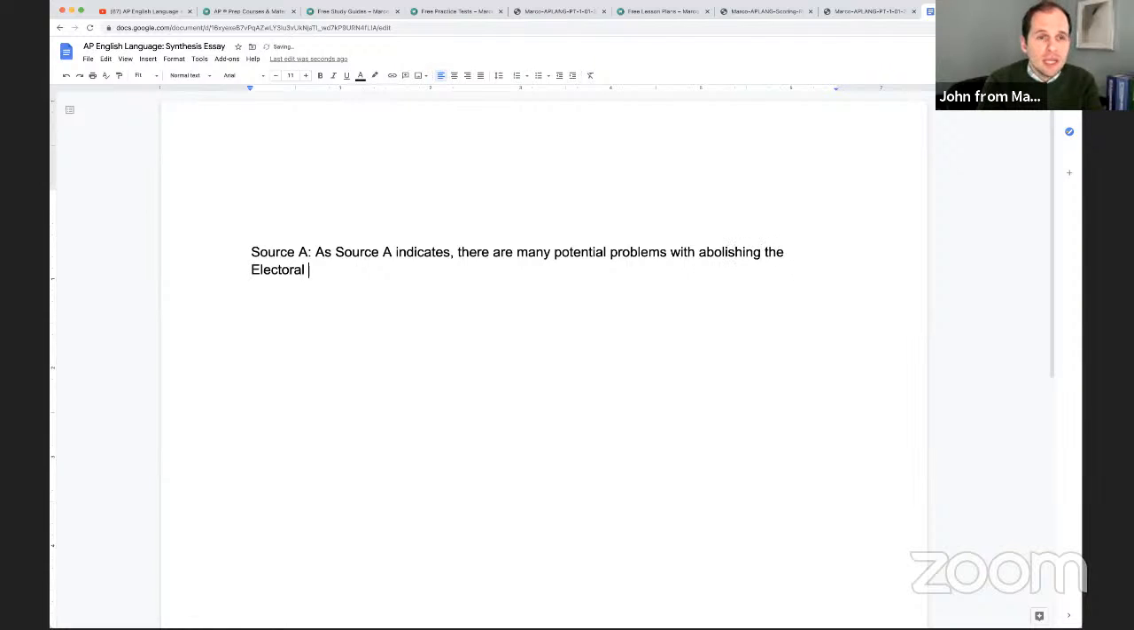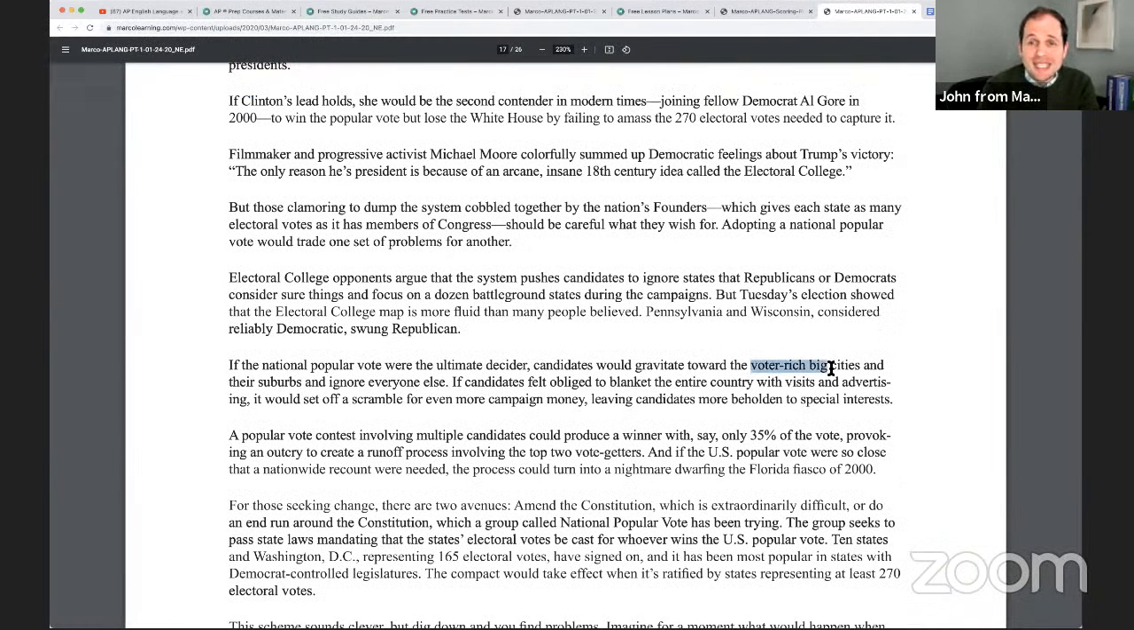Now, I don't normally write sentences before I've even finished the sources and worked through this. But one thing to think about with the dynamics of a digital exam, everyone, is that you will have this kind of blinking cursor on the other side of the screen. You can keep notes, you can begin writing sentences. And the sentence I'm about to write would work in any essay potentially, no matter what claim I'm making. So I say, as source A indicates, there are many potential problems with abolishing the Electoral College, including the shift away from suburban and rural voters to, and now let's get the exact quote, voter-rich big cities.